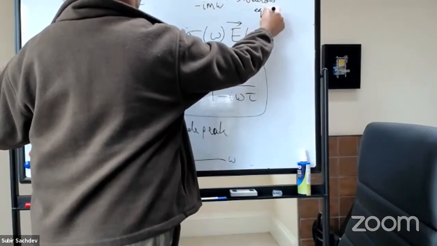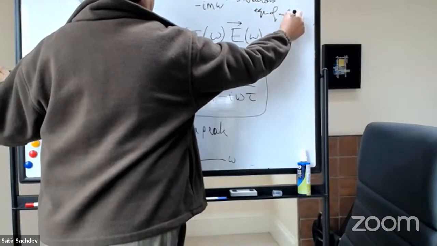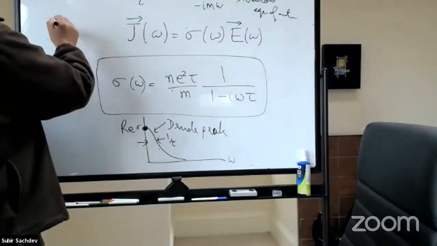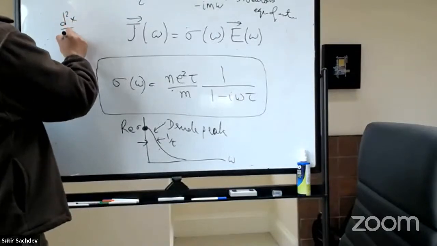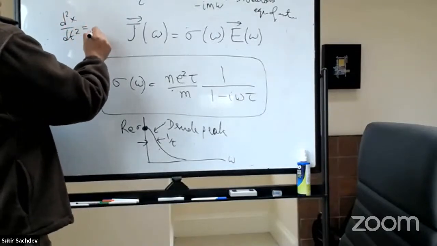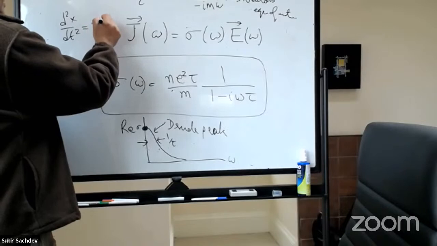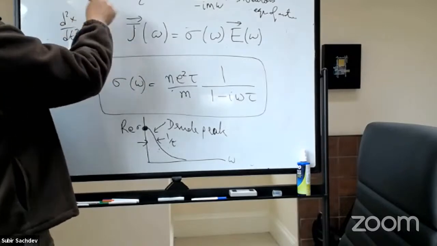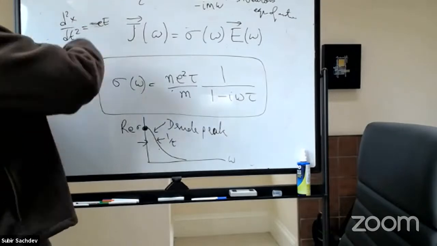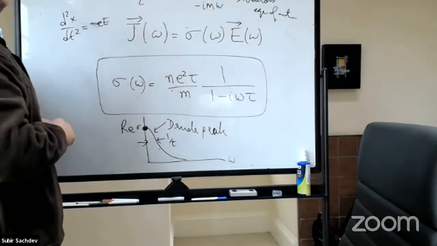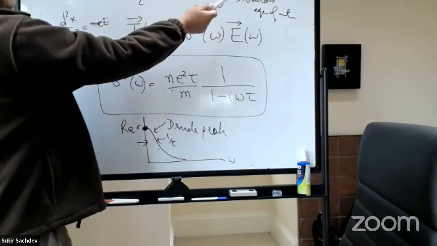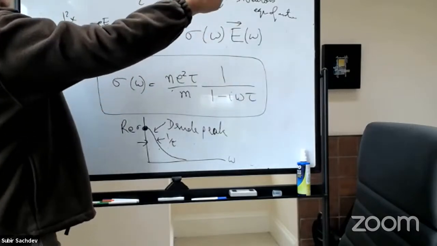Newton's equation of motion. You can just get it from that because d squared x dt squared is the force, times the electric field. Just evaluate this, you'll get this conductivity. So this is just free electrons. It's purely classical.